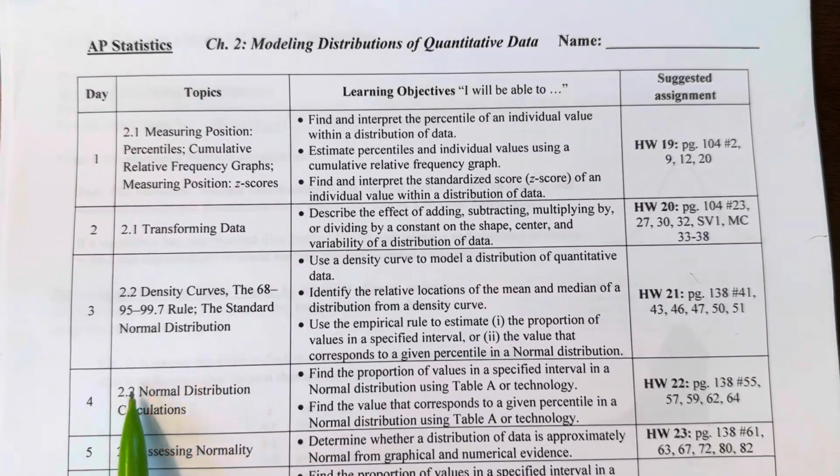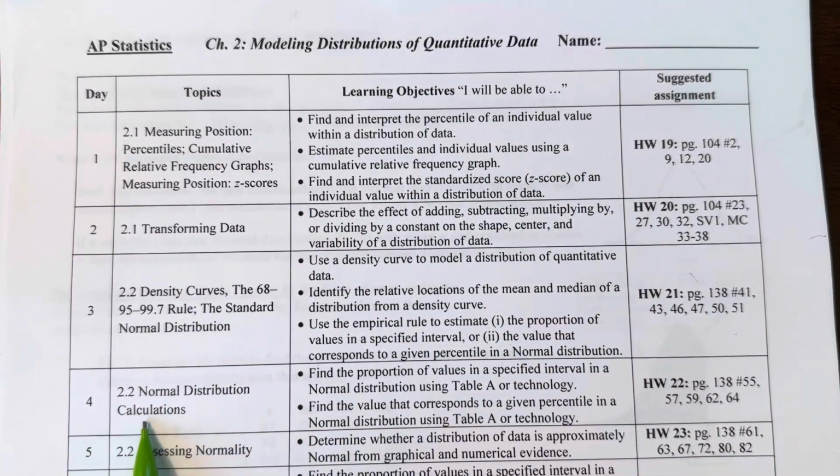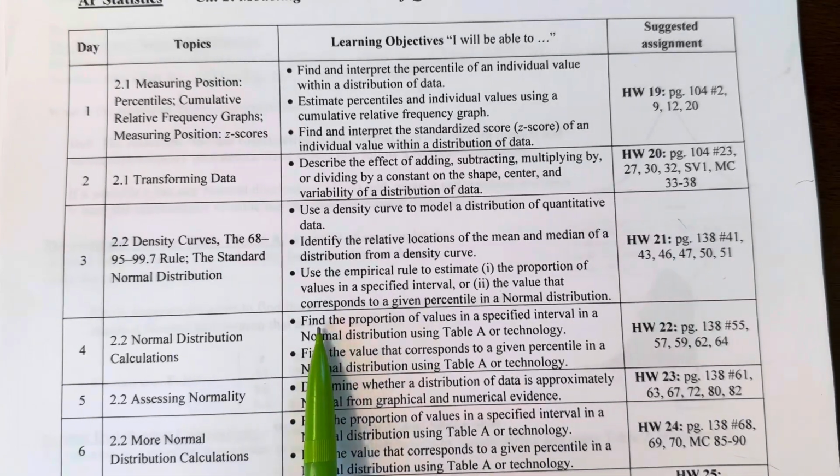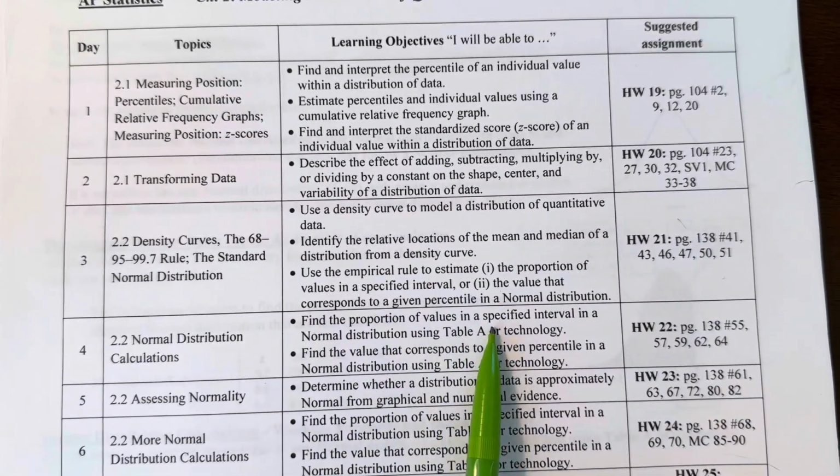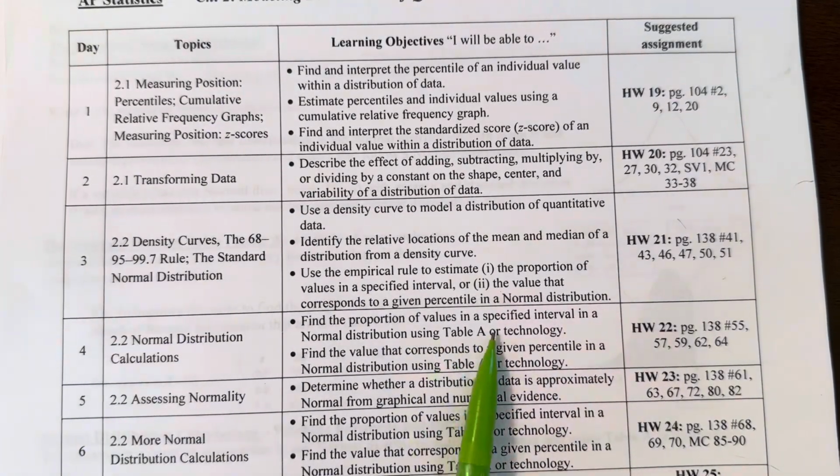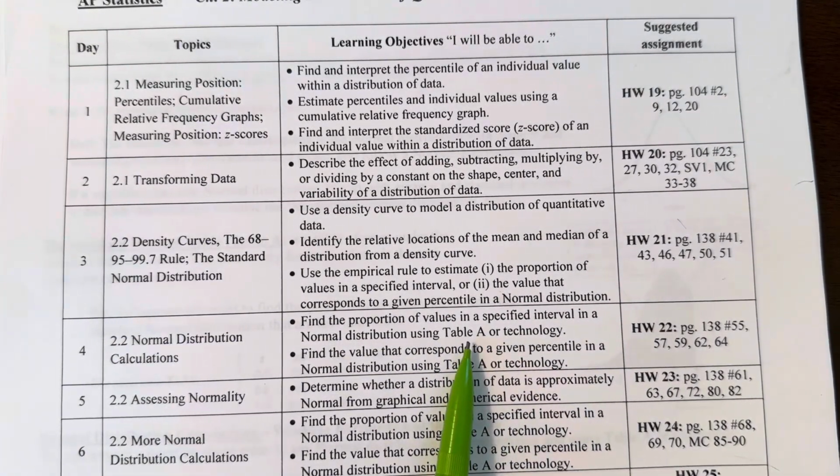We are in section 2.2, day 2, normal distribution calculations. By the end of this video, you will be able to find the proportion of values in a specified interval in a normal distribution using table A or technology. Just so you know, table A is our standard normal probabilities table. We will get more into that in a bit.